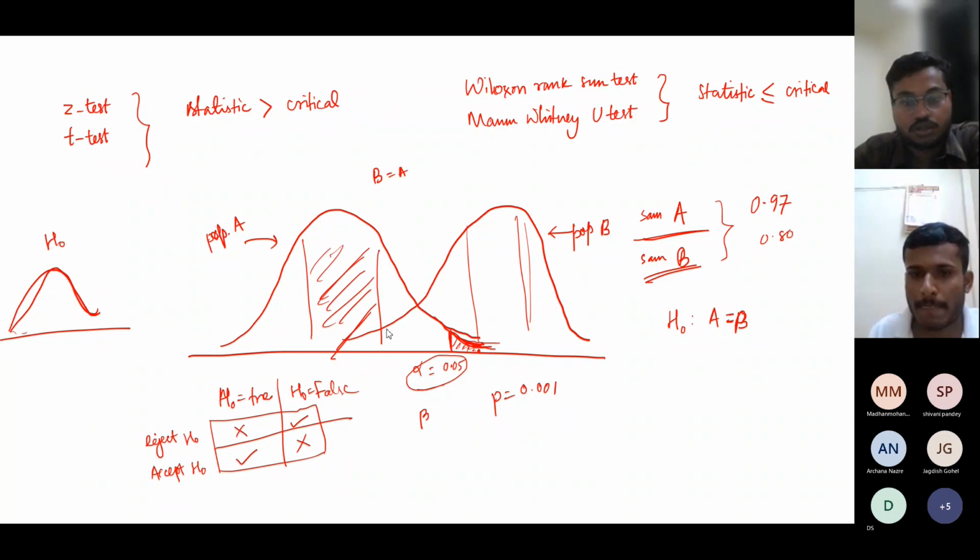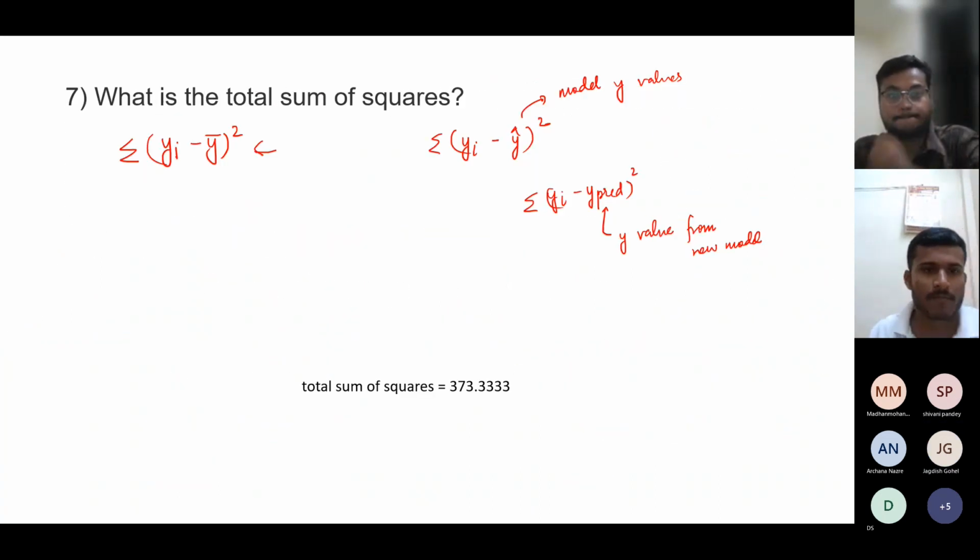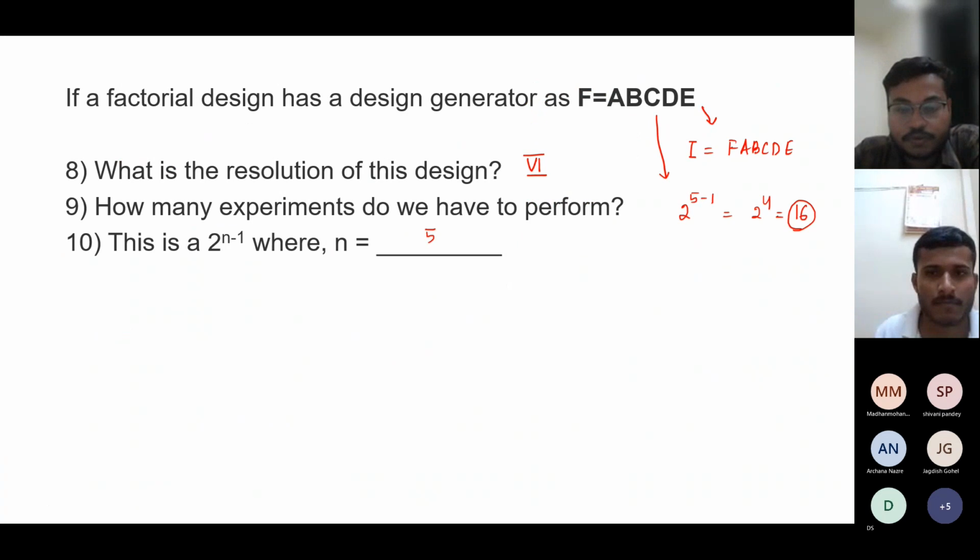Okay. Arpit, can you please go to the factorial design question? Yeah. A, B, C, C. Eight, eight, nine, four, five, five, five, six. Even I have a doubt here.